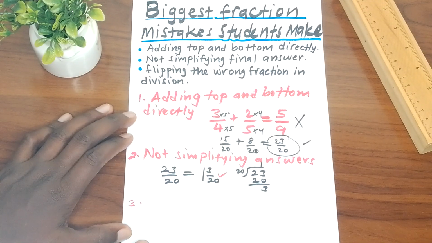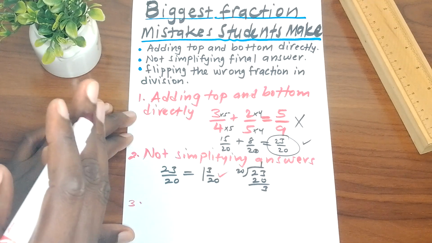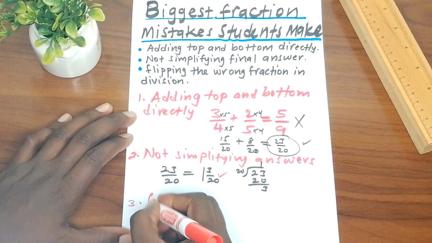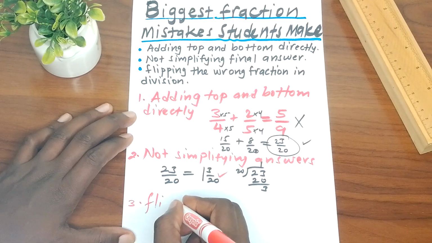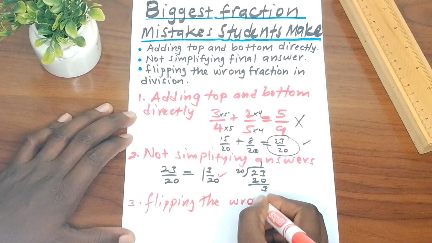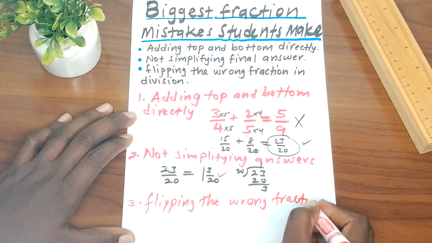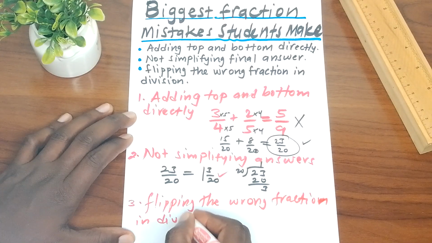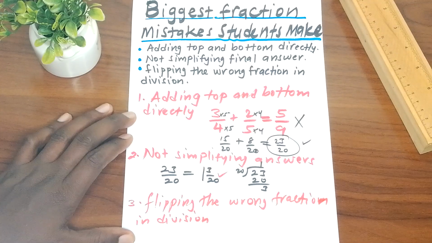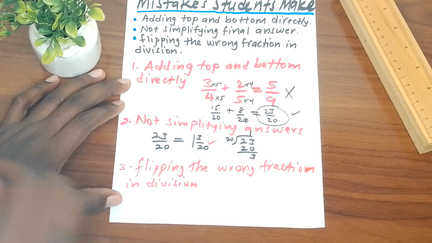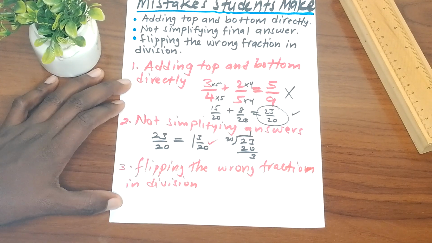Number 3, one of the biggest mistakes in fractions that students make is flipping the wrong fraction in division. We know that in division we need to find the reciprocal of the second fraction. So at times students just flip the wrong fraction.